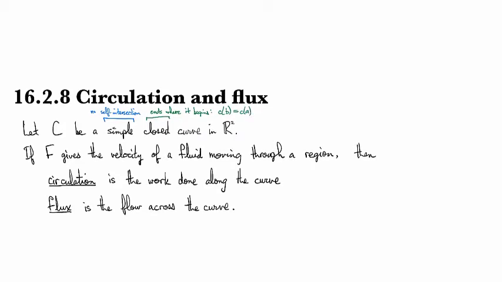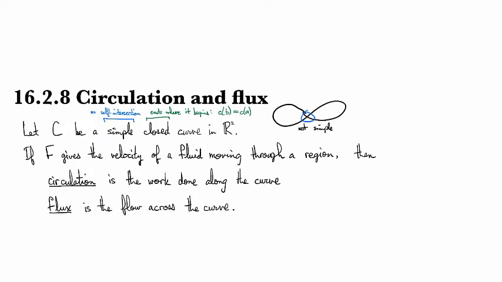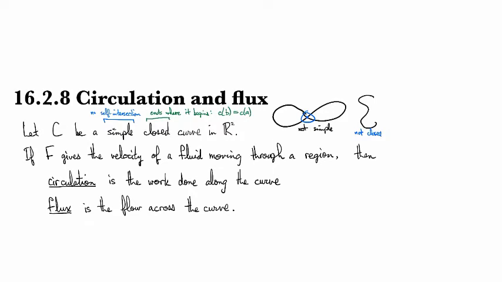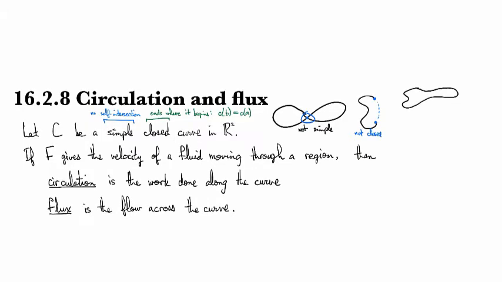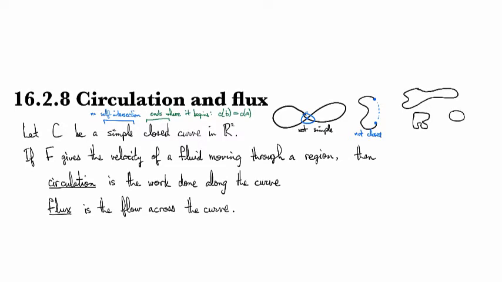So in other words, if we have something like this, it is a curve that is not simple because it intersects itself right here in the middle. If we have a curve that looks like this, then this one is not closed because there's a gap between those two points right there. So we're talking about something that looks like this, or something that looks like this, or something that just looks like a circle. Okay, so simple closed curves.